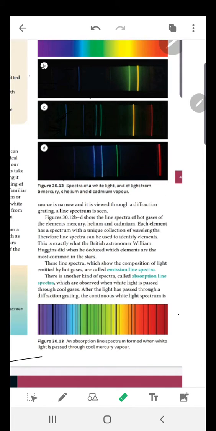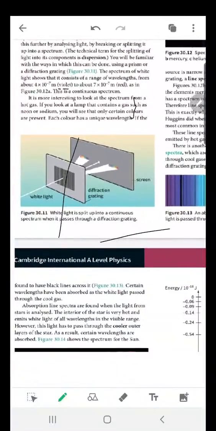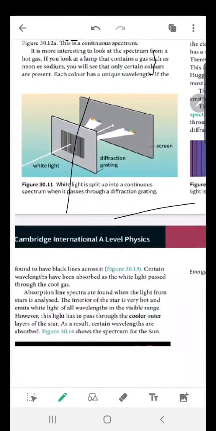In the emission spectrum, you are just passing your gas through a diffraction grating and observing which wavelengths that particular gas or element actually has. In absorption, you will come to know which wavelengths your gas is going to absorb from the white light. So this is the basic difference between your emission spectra and your absorption spectra. Certain wavelengths are absorbed as the white light passes through the cool gas.